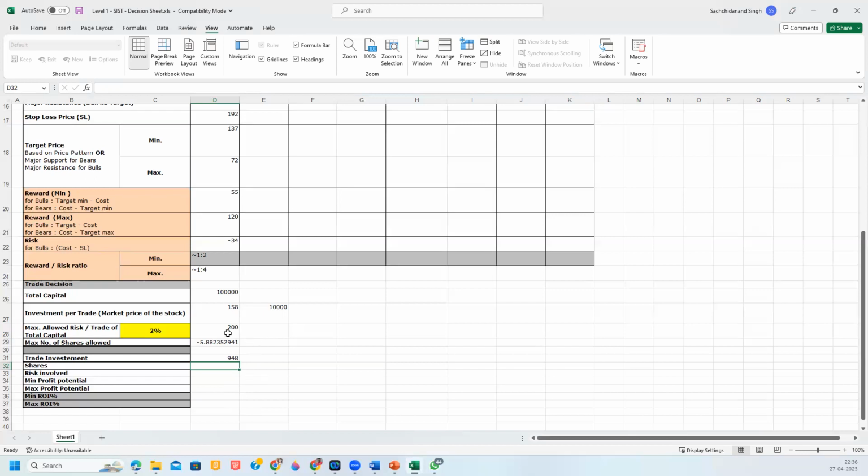Because as per the system, whatever I have done is very conservative. Conservative means that even if this trade goes completely against us, the person will be sleeping peacefully. If I wanted to invest 10,000, the risk is 200 rupees for 2%, correct. But if I'm investing only 1,000 rupees and I lose 200 out of it, I'm losing 20%.